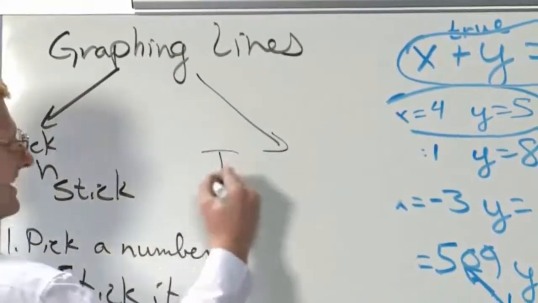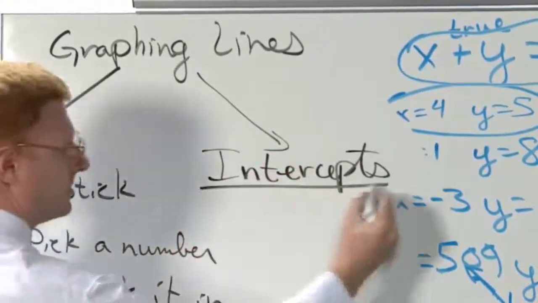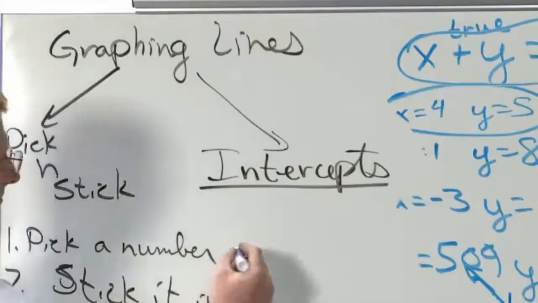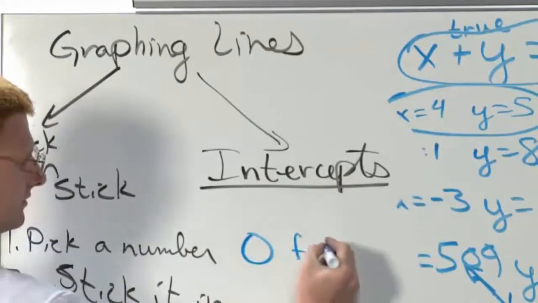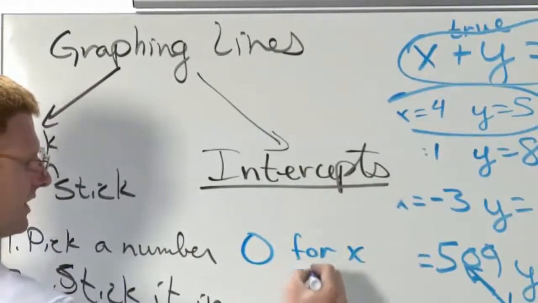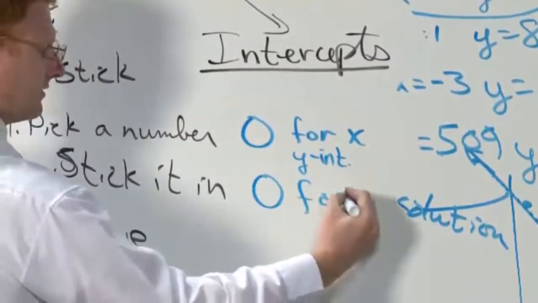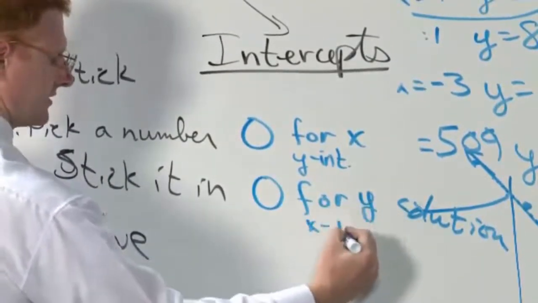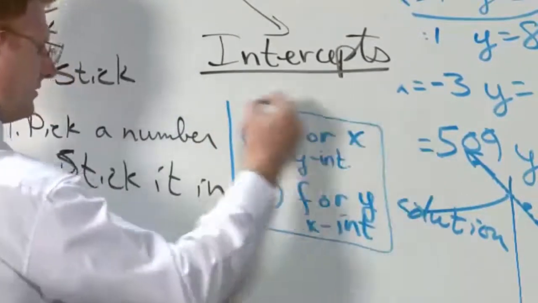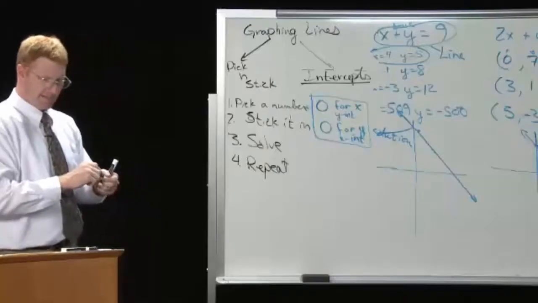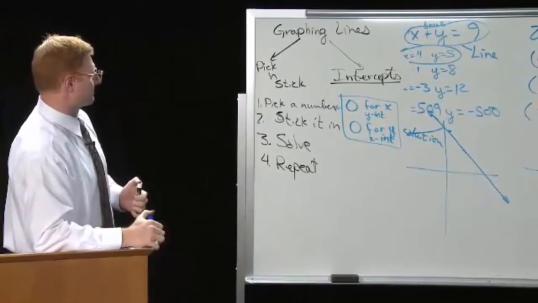Now, kind of a spin-off on here. If you want to find the intercepts, which you'll be asked to do, to find out exactly where it crosses the x-axis or exactly where it crosses the y-axis, when you pick a number, the only thing different, pick 0 for x. That will give you the y-intercept. 0 for y will give you the x-intercept. And that's the only difference. Then you stick it in, you solve, you repeat. And you'll be able to get the intercepts.